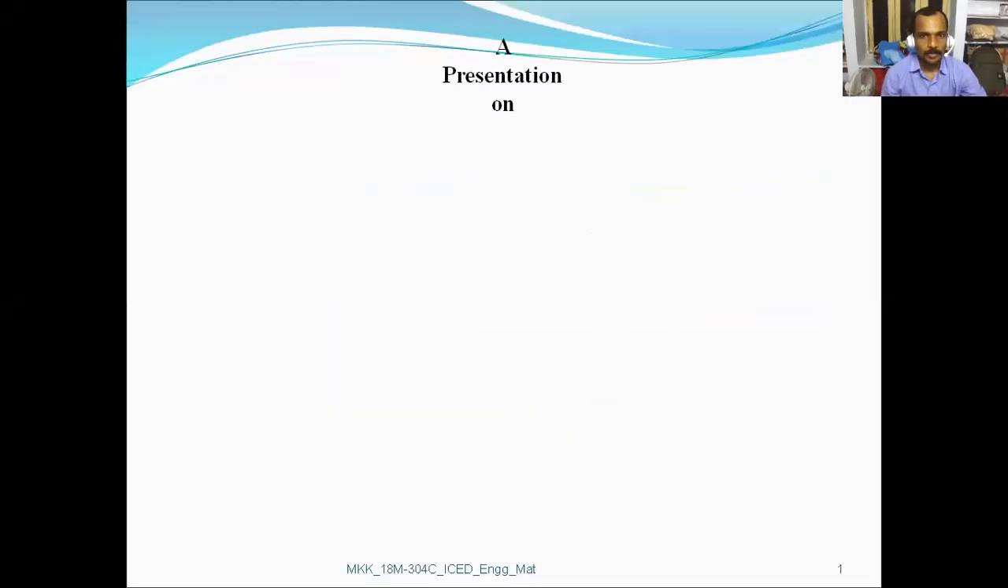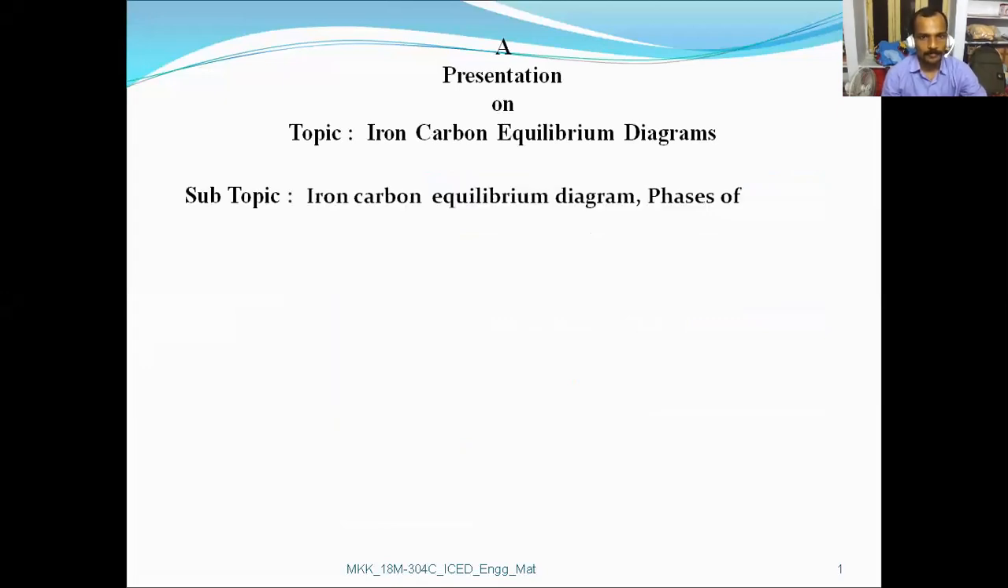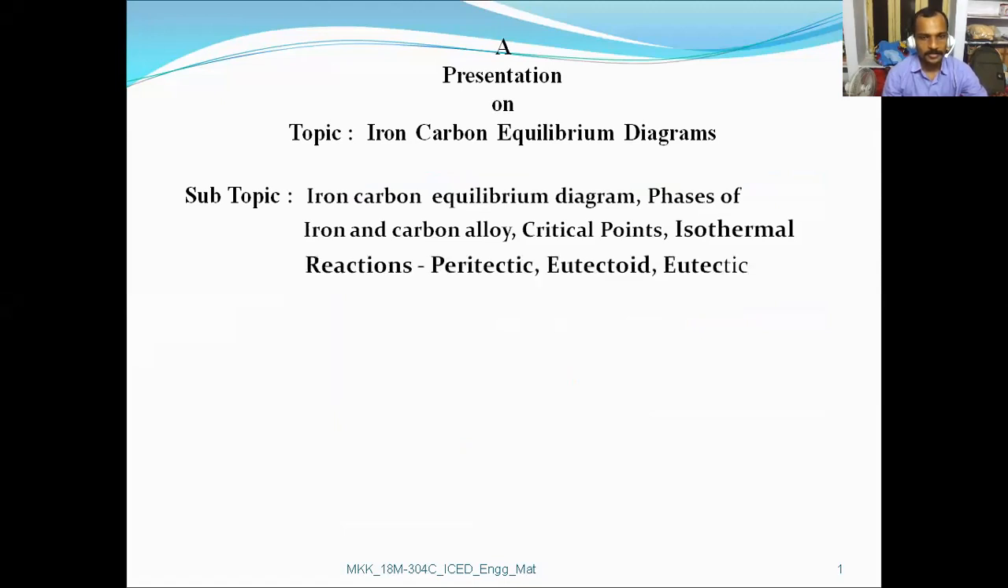A presentation on the iron carbon equilibrium diagrams, in which the topics to be discussed are the iron carbon equilibrium diagram, the phases of iron and carbon alloy, along with the critical points, isothermal reactions, peritectic, eutectoid, and eutectic.